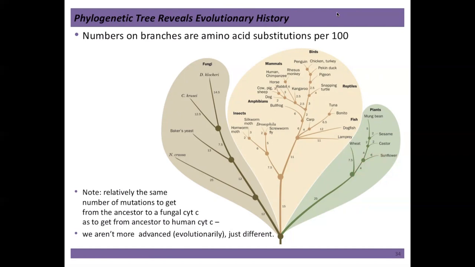And so, like it says there, it's not necessarily that we're more advanced evolutionary. It's not like we've had a lot more mutations to get to where we are. We're just different. So this here doesn't really tell you about the advancement of the organism. It just tells you evolutionary, that to get to the fungus here took about as many as to get to the humans here.